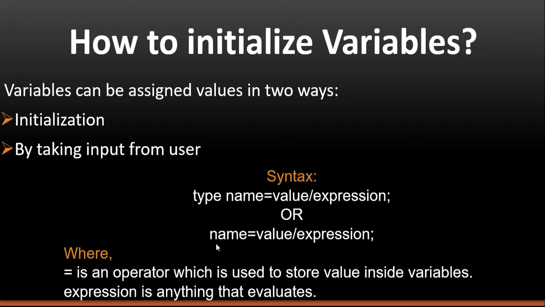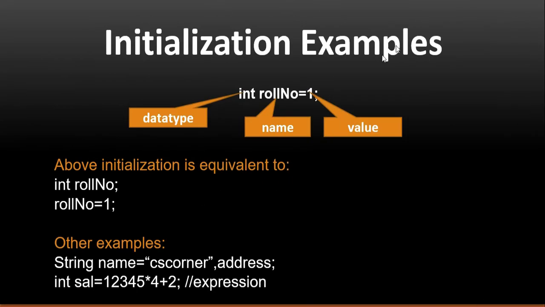If you have declared your variable already, then you can omit this type keyword from here. So equal to is an operator which is used for storing value inside a particular variable. An expression can be any expression which evaluates and gives a value. So here is an example of initialization.